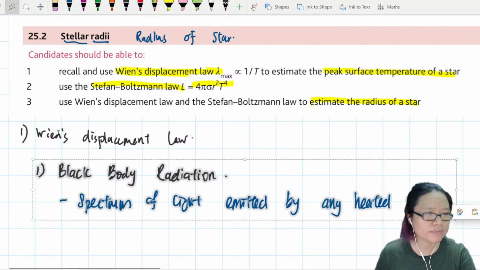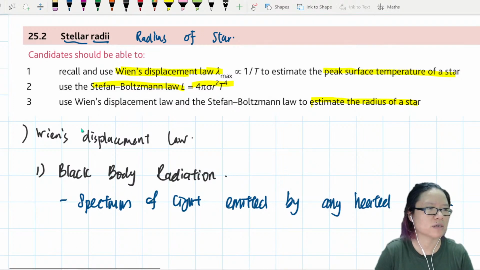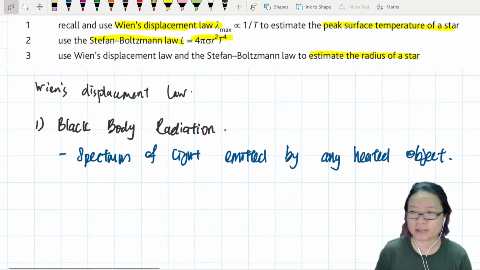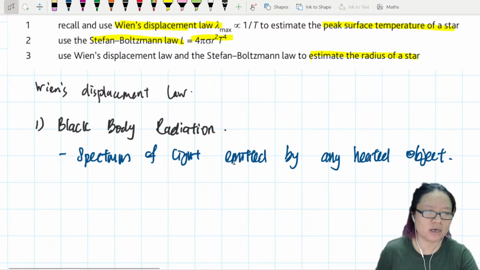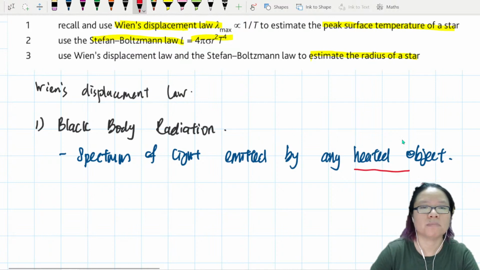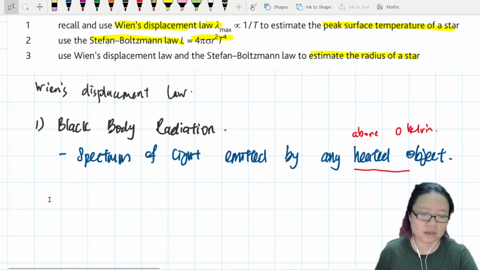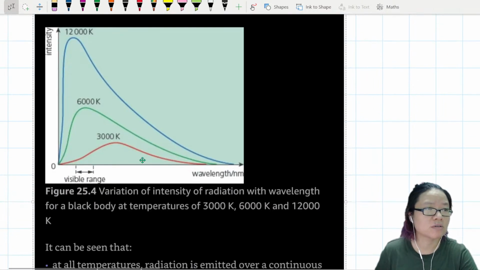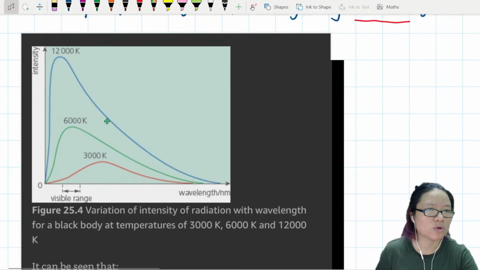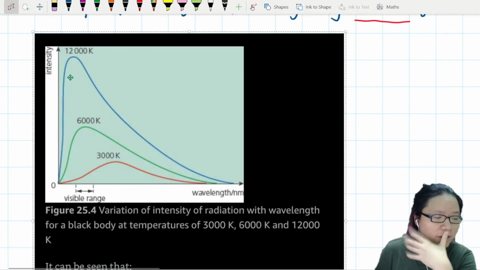Okay. So before we talk about Wien's displacement law, I need to talk to you about black body radiation. Black body radiation is sort of like a spectrum of light that is emitted by any heated object. I don't care what object you are using, as long as you're above 0 Kelvin, there will be some form of electromagnetic radiation coming from your body. And needless to say, the sun is very bright. So we notice that looking at the light wave that comes from the sun, different intensity will have different wavelength.